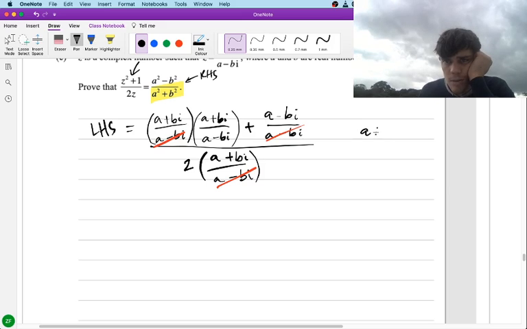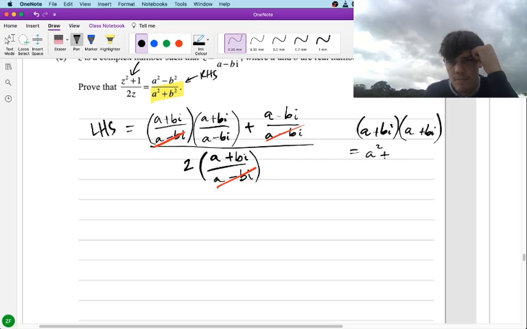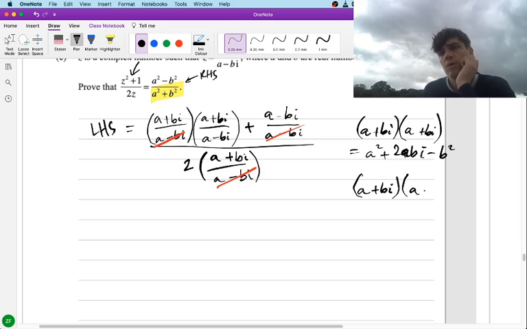So right now I've got A plus BI on the bottom. What do I need to multiply that by to get that A plus B squared? Is it another one of these? Let's have a look. So that gets us A squared plus 2ABI minus B squared. Nah, that's not helpful. Let's have another look. What about A plus BI, and then we'll do the conjugate. How does the conjugate work?